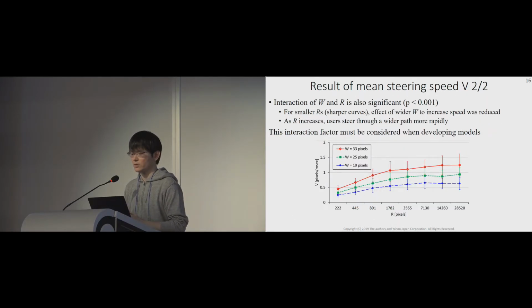And we also found a significant interaction between path width and curvature radius. When the radius was very small, the speed differences between 3 path widths were not so large, because users cannot accelerate in a wider path due to the sharp curve. And as the radius increased, the speed differences were more clearly exhibited. Therefore, to accurately predict the movement speed, this interaction factor must be considered.